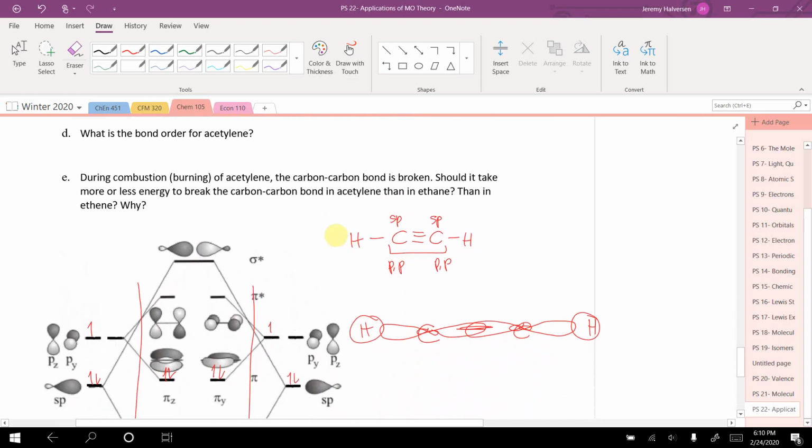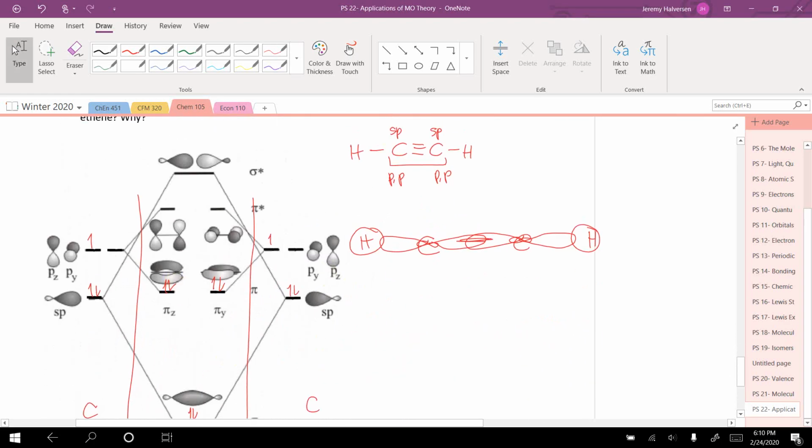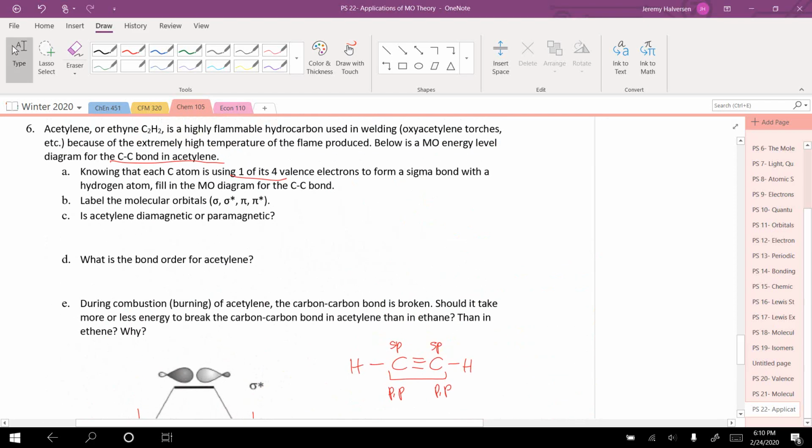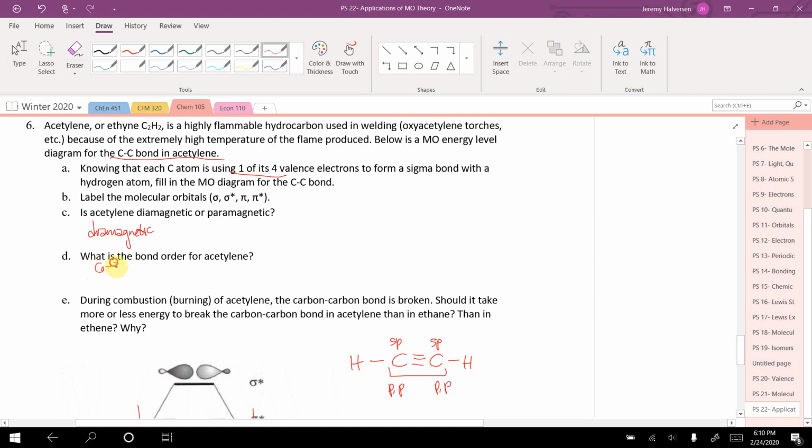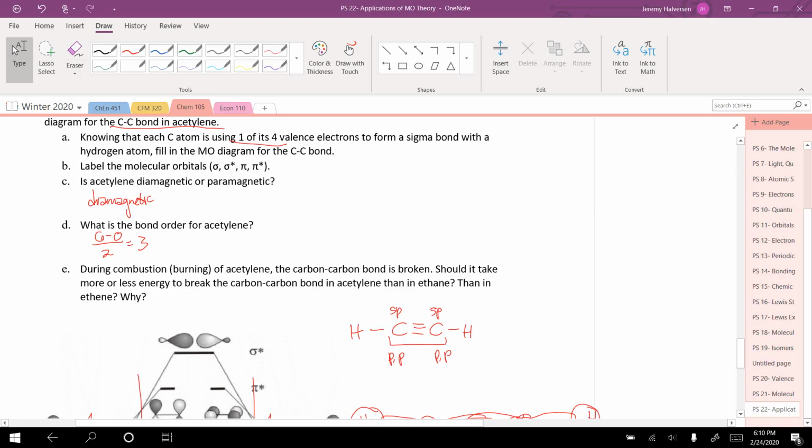Is it diamagnetic or paramagnetic? Well, if I look at this, everything has a partner, so that's going to make this diamagnetic. What's the bond order? Bond order is bonding minus anti-bonding divided by 2. I've got 2, 4, 6 in bonding minus none in anti-bonding, divided by 2, gives me a bond order of 3, which is supported by our structure here. Now, it won't always be, and in the case that they're not the same, molecular orbital theory is more correct.